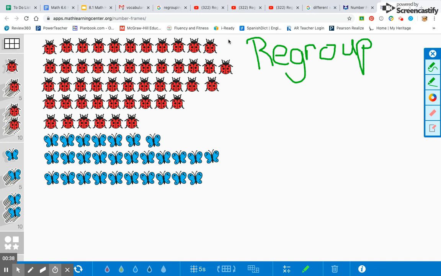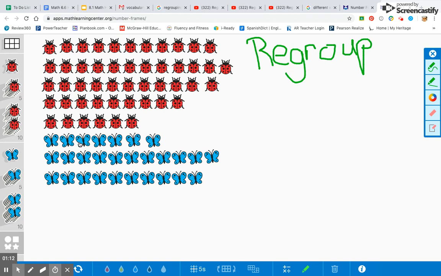Now we have this problem here. We have a whole bunch of ladybugs, and we have a whole bunch of butterflies, and we want to know how many bugs there are in all. But I think it would take a really long time to count them by ones. 1, 2, 3, 4, 5, 6, 7. And I think that if you counted them by ones, it would be really easy to make a mistake and get the wrong answer. So right now, as you see, our bugs are just organized by ones.